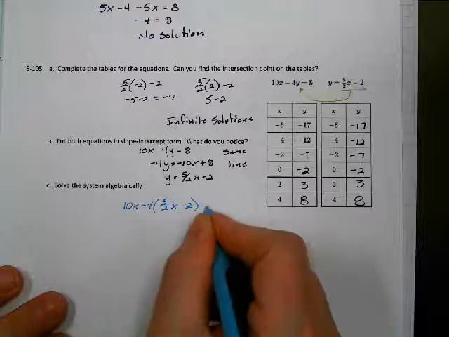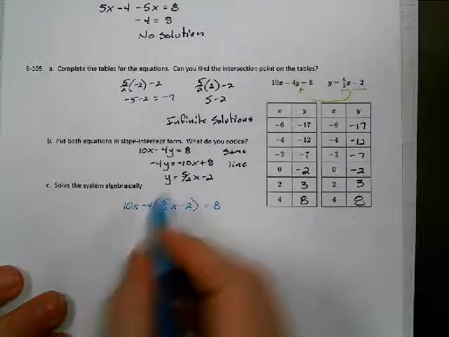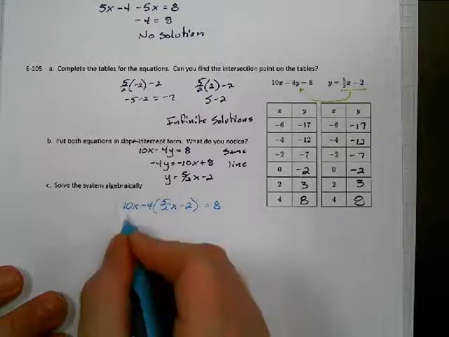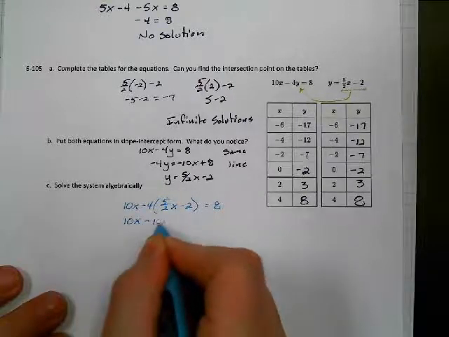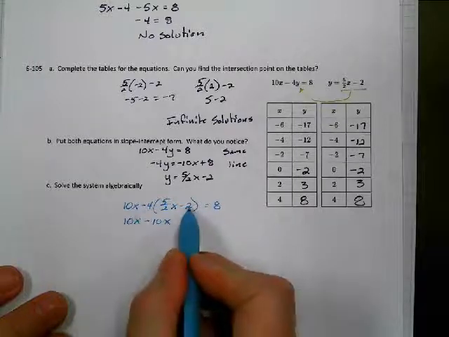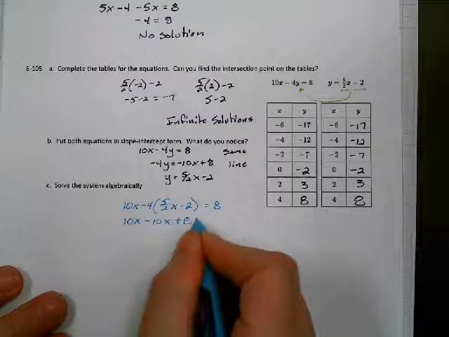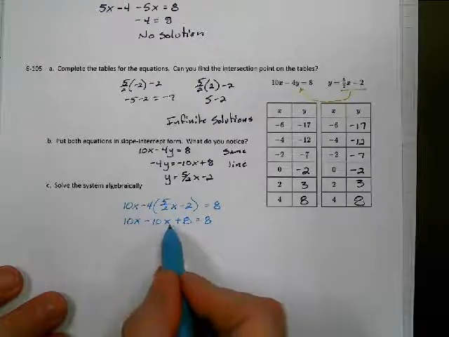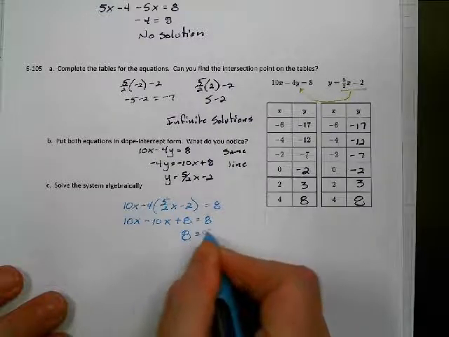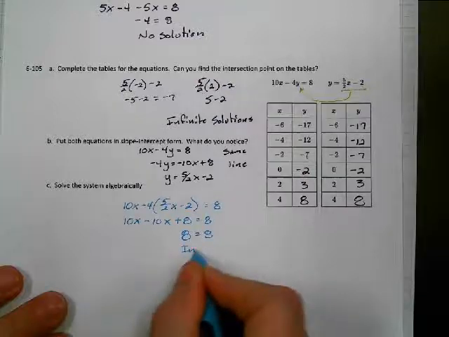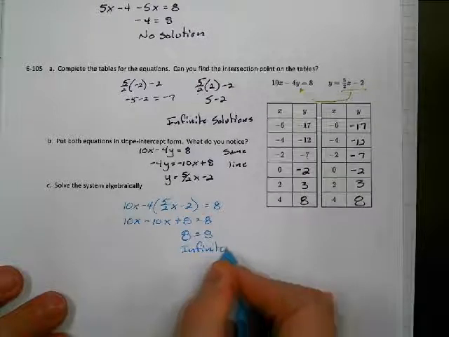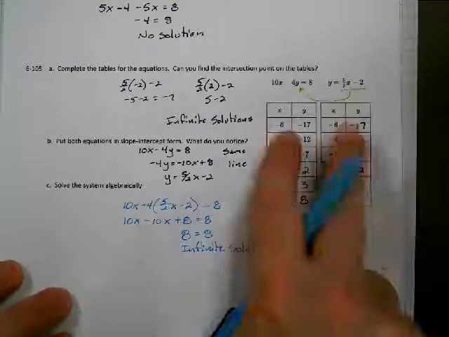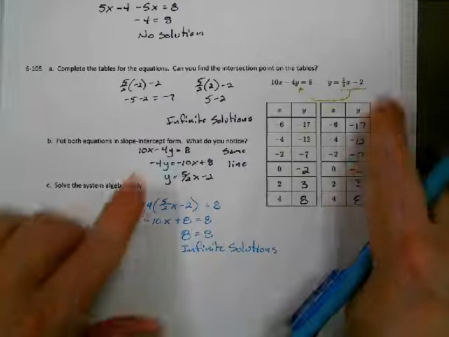2 goes into 4 twice, times 5. So that's going to be negative 10x. And then negative 4 times negative 2 is positive 8 equals 8. The 10x and the negative 10x eliminate each other, and I get 8 equals 8. And those are infinite solutions. And the reason is we can see here and here that they're the exact same line. That's why we're getting infinite solutions.